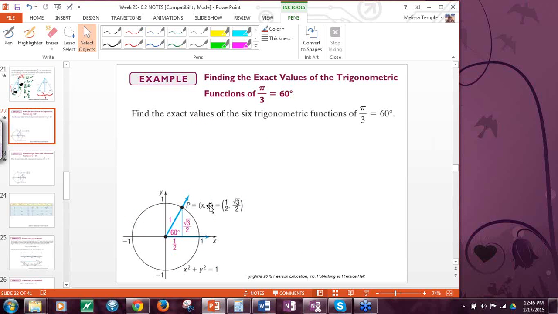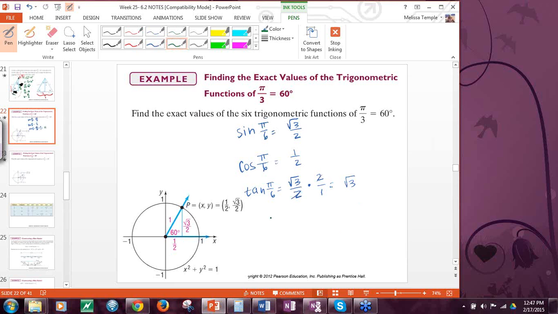So now let's find our 6 trig functions at pi over 6. Sine of pi over 6 is my y value, square root of 3 over 2. Cosine at pi over 6 is my x value, which is 1/2. Tangent at pi over 6 is y divided by x. So I'm going to take the square root of 3 over 2 times the reciprocal, 2 over 1. 2's cancel, and I get square root of 3.